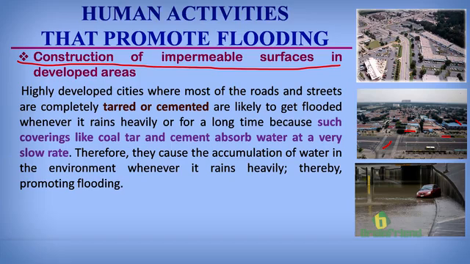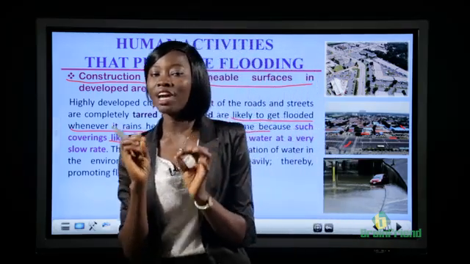The surfaces are not exposed. You won't see the soil in such areas. All the soil surfaces are either cemented or covered with coal tar and so on. These areas are likely to get flooded whenever it rains heavily or whenever it rains for a long period of time. Why is this so? This is because such surface coverings like coal tar and cement absorb water at a very, very slow rate.